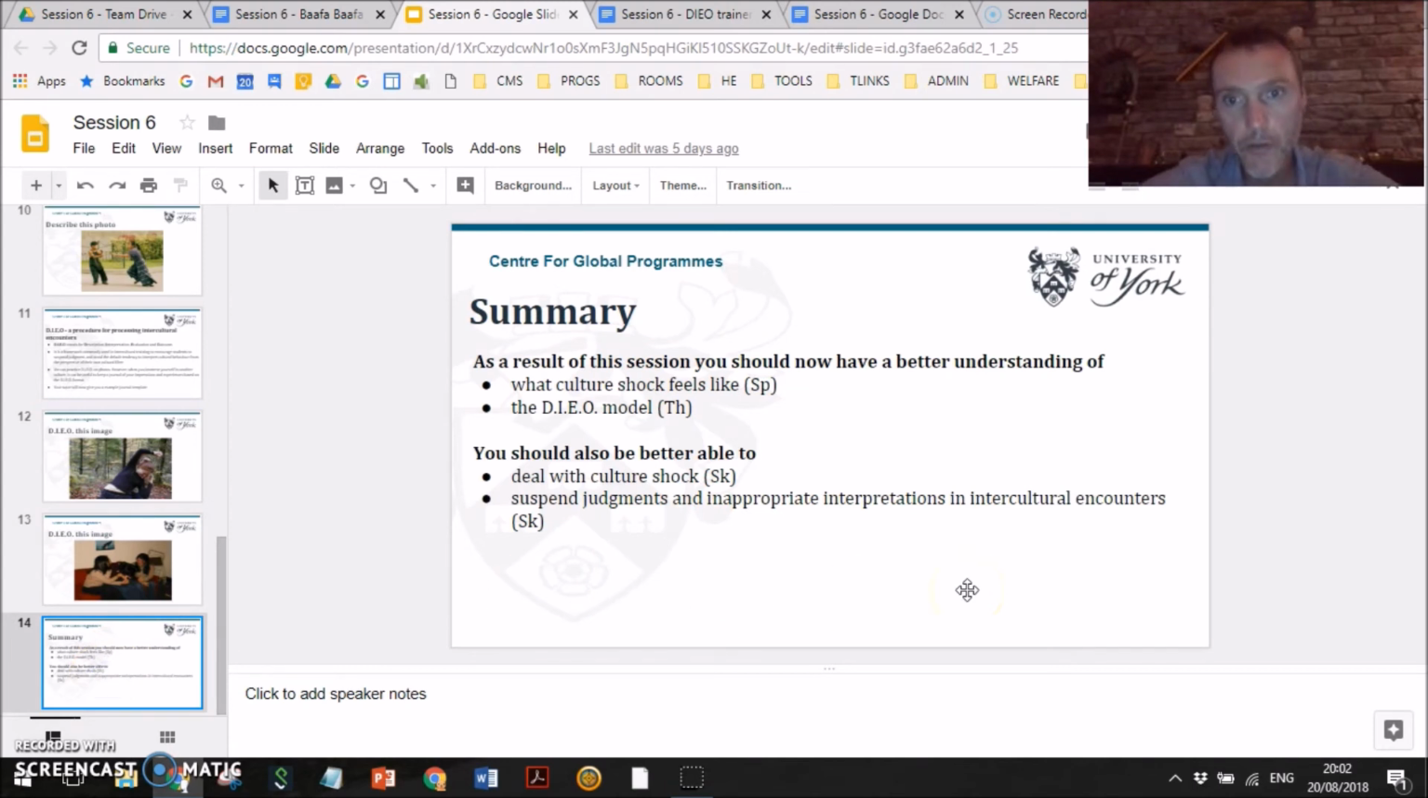Finally, you have the summary of this session. So they should now have a better understanding of what culture shock feels like through the role play. The DIEO model is theoretical knowledge. It's also skill, right? Because it goes to the second skill point here, suspending judgments and inappropriate interpretations in intercultural encounters. That was a DIEO photograph and journals, and to deal with culture shock. Okay, so that was the beginning of the presentations, when we get the students to suggest lessons they've already learned on this program that could help them with the simulated culture shock role play. Okay, so that is session 6, final one.